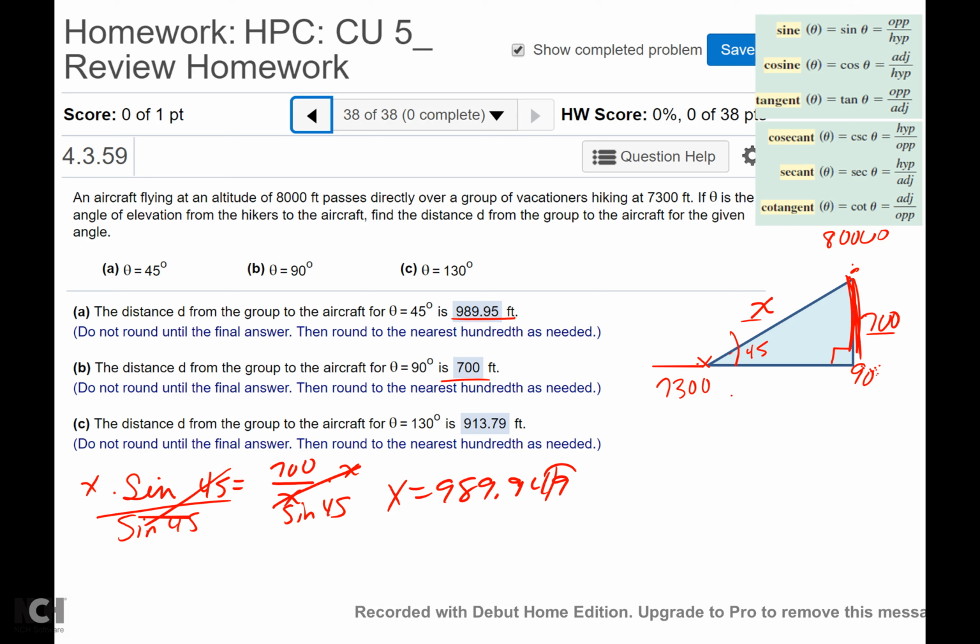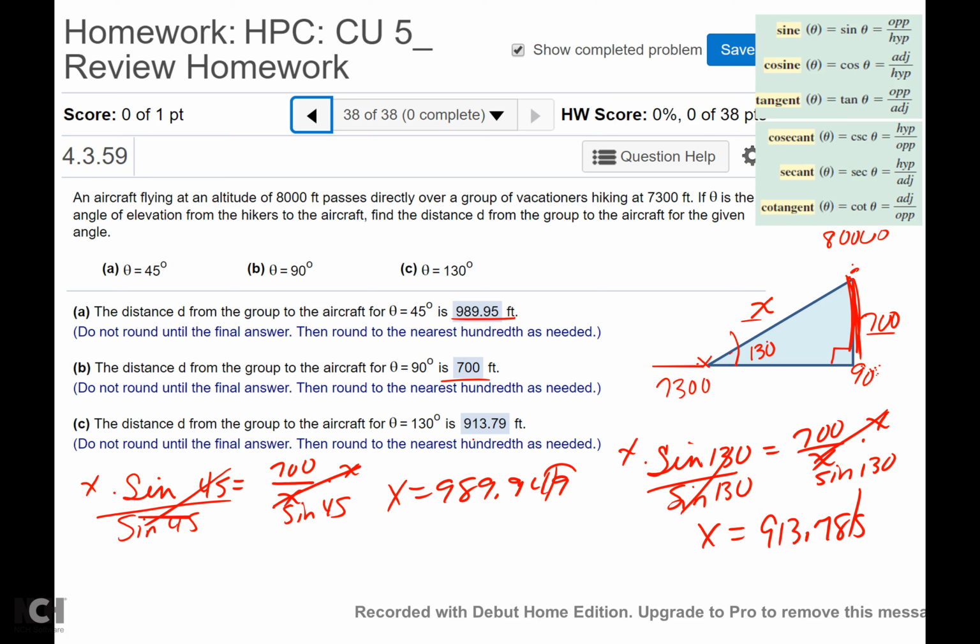And if this angle was 130 degrees, I know it's not drawn right, but if that was 130 degrees, you would do sine 130 equals 700 over x. Alright, so then I would multiply by x and divide by sine 130. And x equals 700 divided by sine 130. And you get 913.785, which rounds to 913.79.